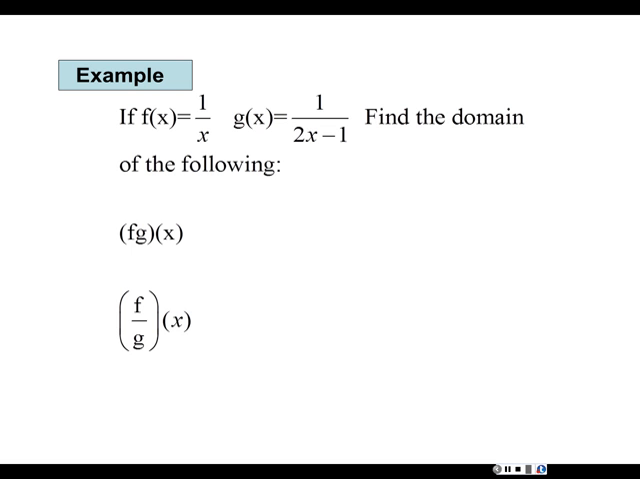So, we have one function which is f of x equals 1 over x. The next one is 1 over 2x minus 1. Here, we are asking you to find their domains. Remember, you don't have to multiply or divide to find the domain. All you need is to find the domain of each of those and then take the intersection of both domains to come up with the ultimate domain of the product or the quotient function.